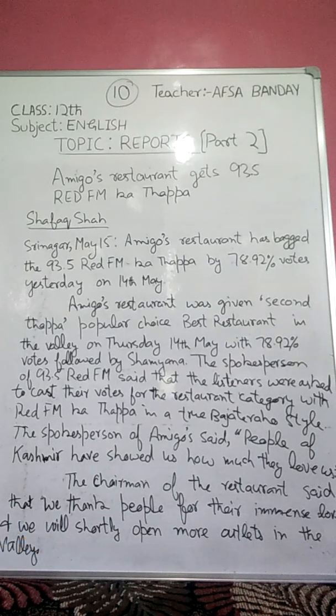So this is how you write a newspaper report. No doubt, in both types of reports we have to answer what happened, when, where, why and how, but with a little difference. In a newspaper report, the byline is written at the top, and in case of a report for a school or college magazine, the byline is written on the bottom right corner.